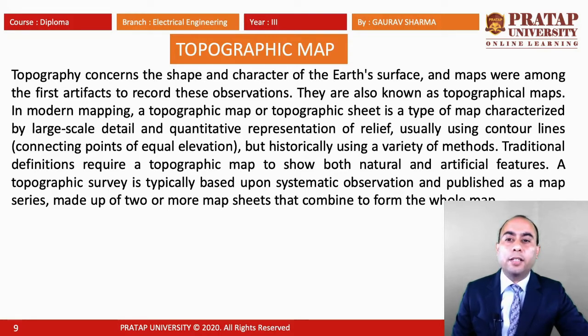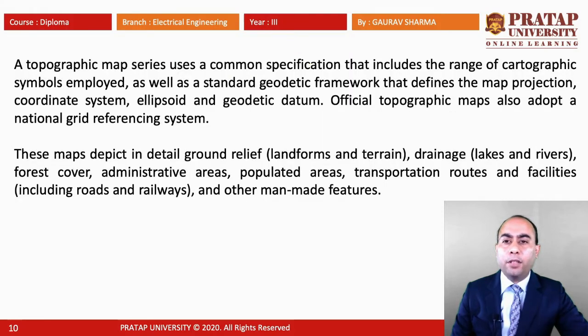A topographic survey is typically based upon systematic observation and published as a map series made up of two or more map sheets that combine to form the whole map. A topographic map series uses a common specification that includes the range of cartographic symbols employed as well as the standard geodetic framework that defines the map projection. In short, the topographic map depicts ground relief, drainage, forest cover, administrative areas, populated areas, transport routes and facilities, and other man-made features. All these things are shown on the topographic map.